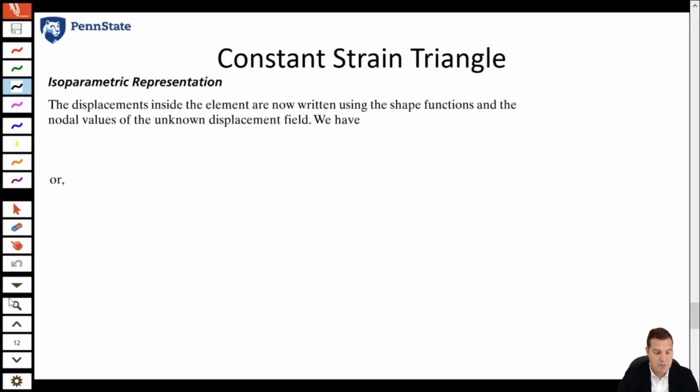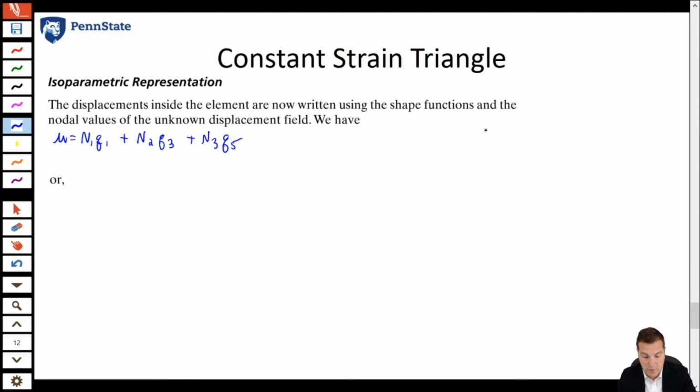We can write the displacements inside the element using this isoparametric form. If you remember, that involved the shape functions and the nodal values. So we had U is equal to N1 Q1 plus N2 Q3. Ooh, what did I do there? Let me show you. And I write this one Q5.